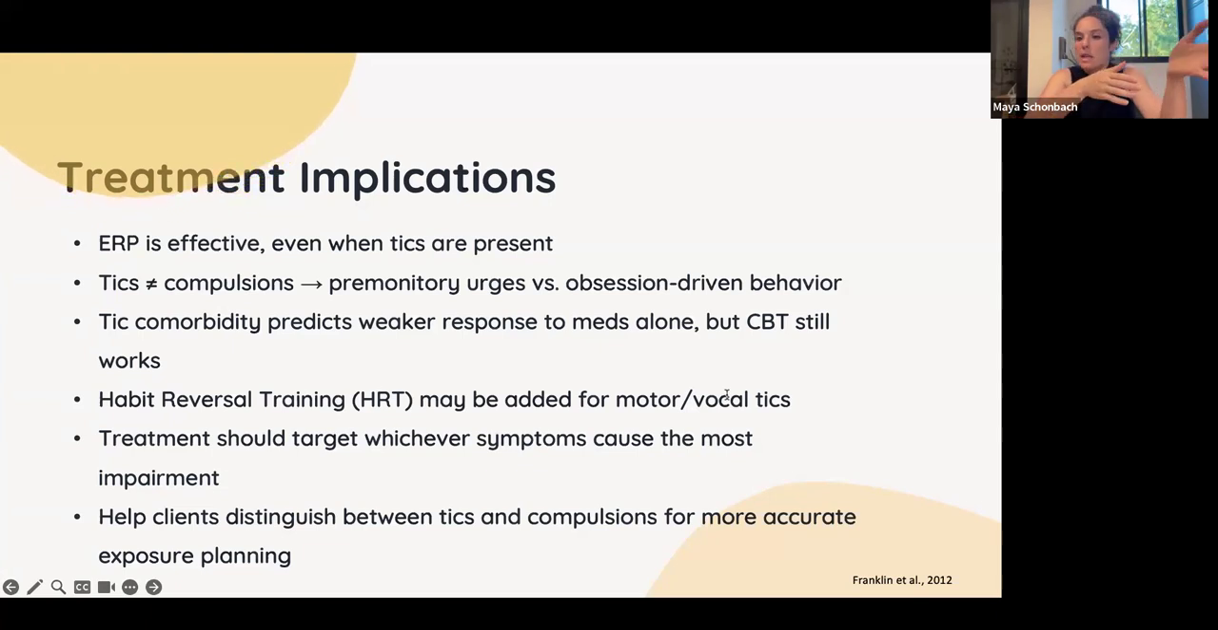So is it the obsessive fears? Is it the compulsive rituals? Or is it the tics? And then once you know that, then you can build a plan according to the client.